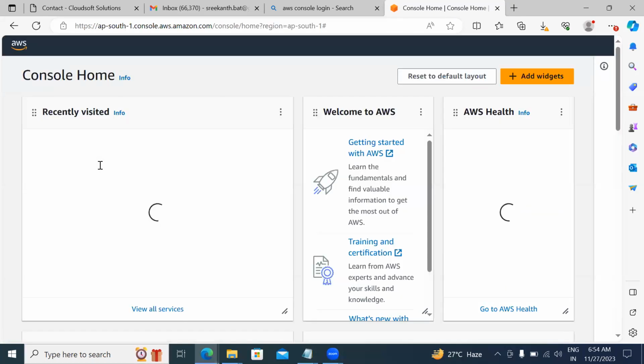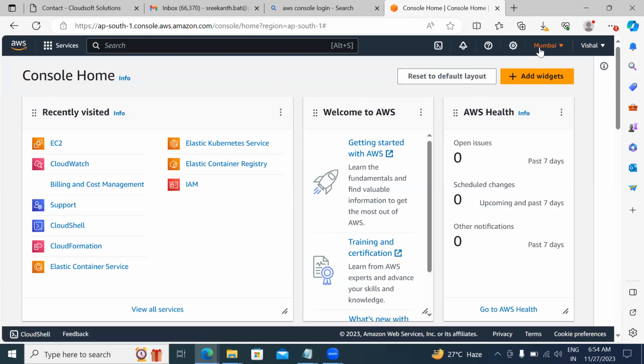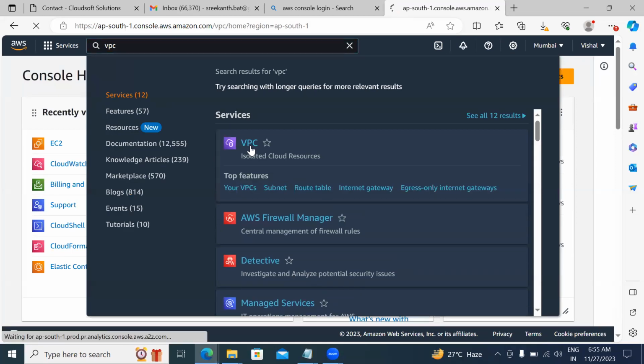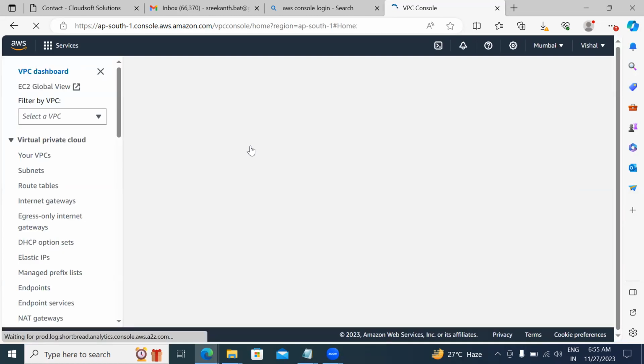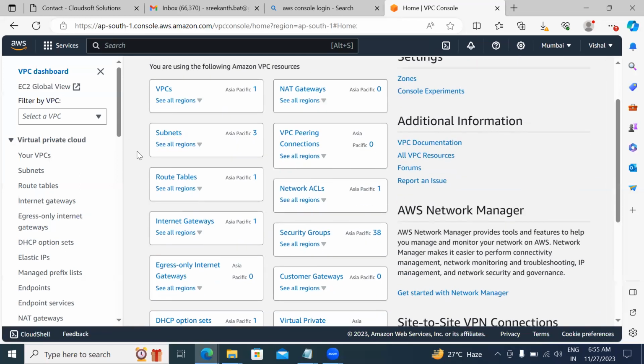Yeah, so now I'm able to log into this. So now we need to go for VPC. As of now, which region are we in? Mumbai. So I'll go for VPC. Here, these are all what we got by default. How many VPCs did we get? One. Perfect. By default, AWS will give one VPC in each and every region.